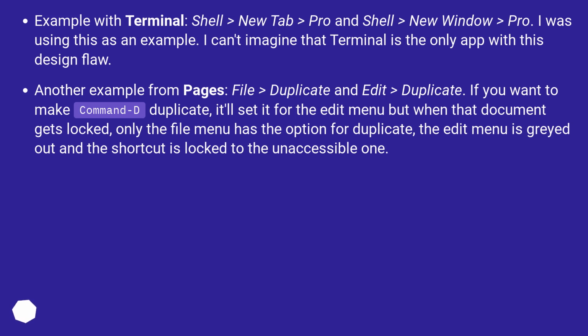Another example from Pages: File > Duplicate and Edit > Duplicate. If you want to make Command D duplicate, it'll set it for the Edit menu, but when that document gets locked, only the File menu has the option for duplicate, the Edit menu is grayed out and the shortcut is locked to the inaccessible one.